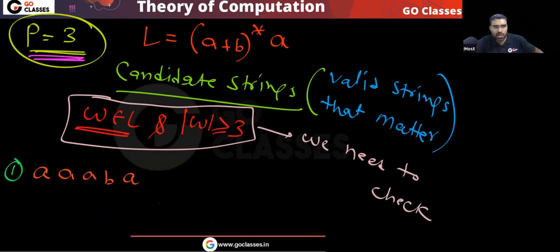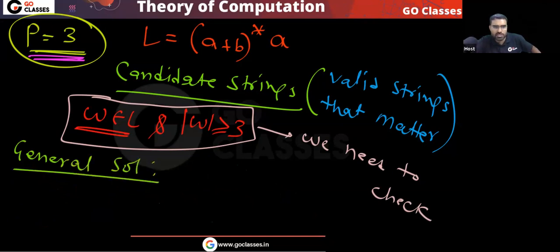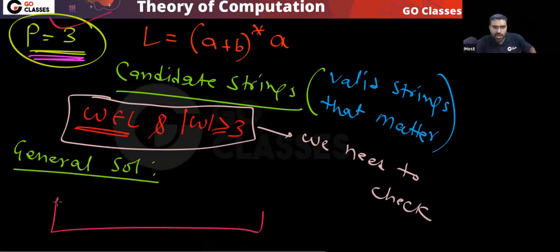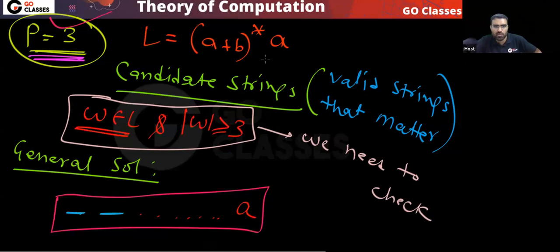So now you give me the general solution. What is the general solution? First of all, when you have p equal to 3, how will your candidate string look like? It will have at least three symbols. There will be a first symbol, a second symbol, then there will be some symbols, but there will be a last symbol A. Agree? This is how your string will look like.